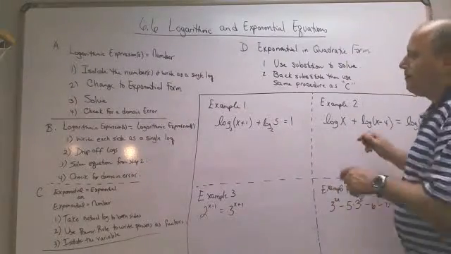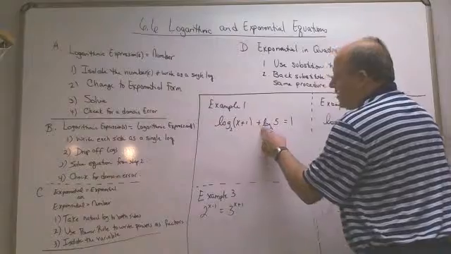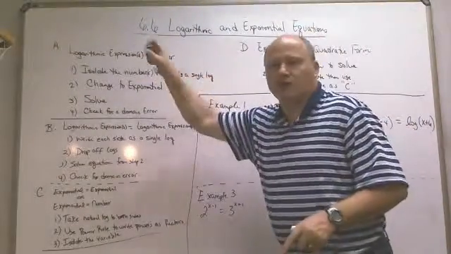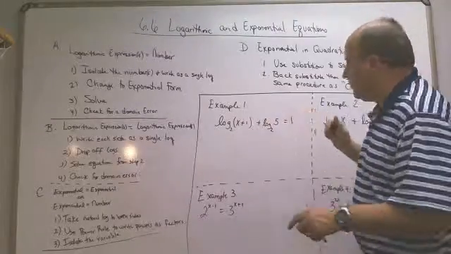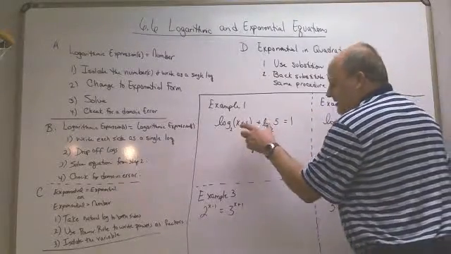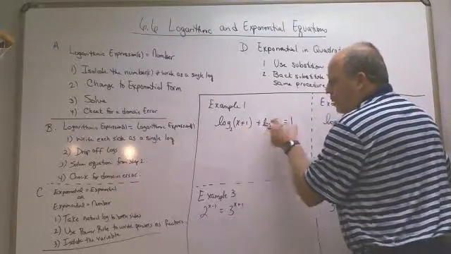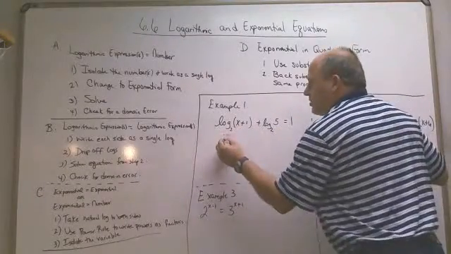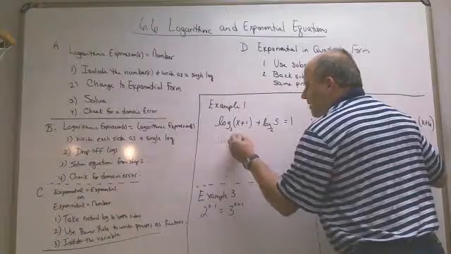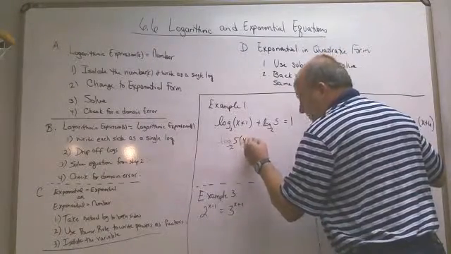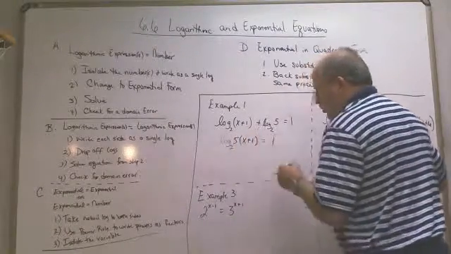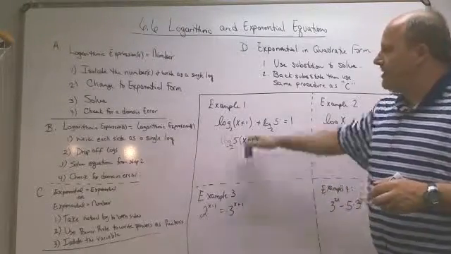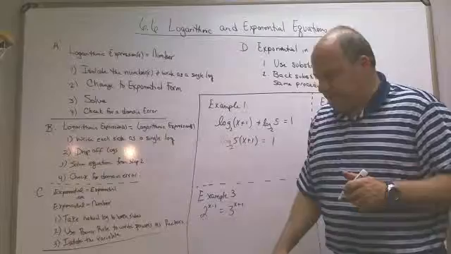So log base 2 of x plus 1 plus log base 2 of 5 equals 1. Noticing there's a number on one side and there's logs on the other side. So we're going to write this side as a single logarithm. Using the product rule, because log plus a log is the log of the product, this is going to be the log base 2 of 5 times x plus 1 equals 1. So it's the log of the product. Once you've got that in a single logarithm, change to exponential form.